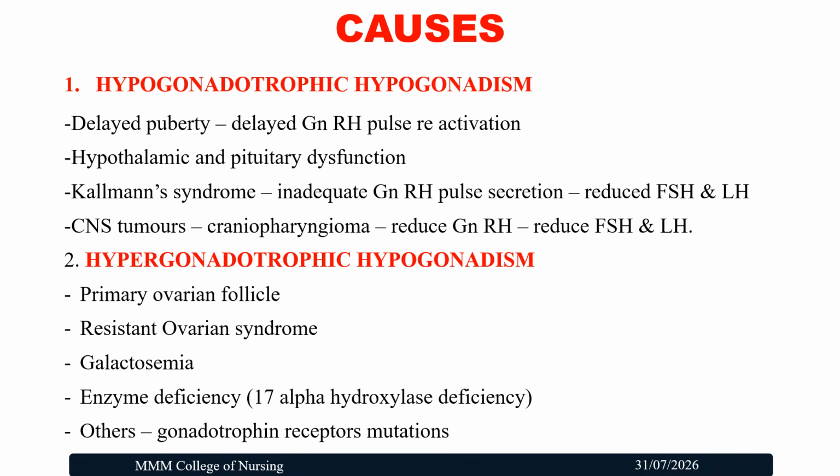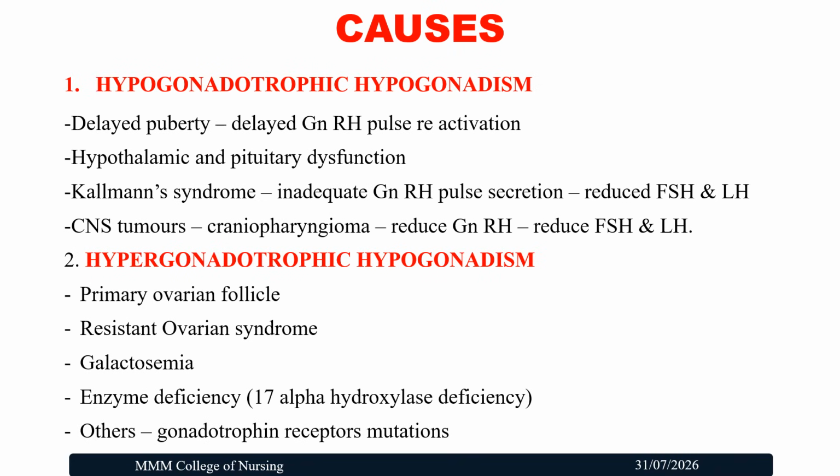The causes are, first, hypogonadotrophic hypogonadism. This may occur due to delayed puberty, delayed GnRH pulse reactivation, hypothalamic and pituitary dysfunctions, Kallmann syndrome, which is inadequate GnRH pulse secretion, which may lead to reduced FSH and LH. FSH is follicle stimulating hormone and LH is luteinizing hormone.